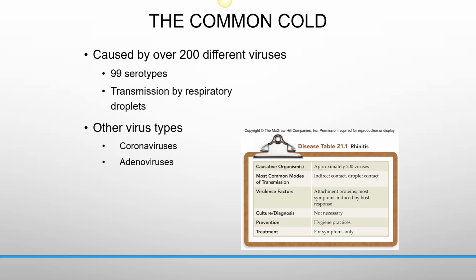The common cold, in addition to being caused by the rhinovirus, can be caused by over 200 different viruses. 99 serotypes, so technically you could get the common cold about 99 times in your lifetime. Transmission by respiratory droplets, and other virus types include the coronaviruses and adenoviruses. And then here's a little table for you to review the common cold.